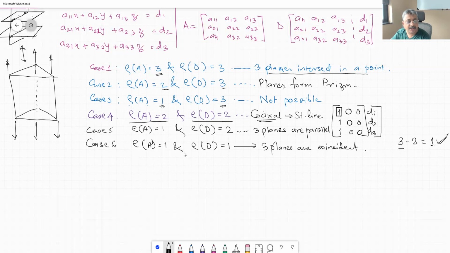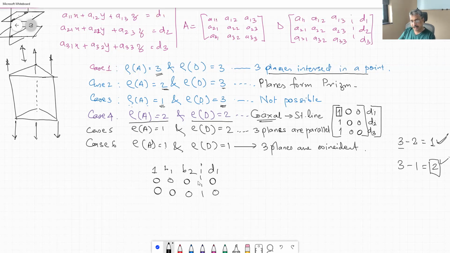Okay, and therefore if all 3 planes are coincident, rank of A is 1, size of A is 3, minus 1 is equal to 2. So the solution set has 2 dimensions. If you row reduce this matrix, you will end up getting only one pivot, some B1, some B2, 0, 0, 0, 0, 0, no other pivot. And of course in RHS you will have D1, 0, 0, and therefore this is the solution set. 2-dimensional. You can have your Y free, you can have your Z free, and therefore a 2-dimensional solution set. The given plane itself is the solution set.